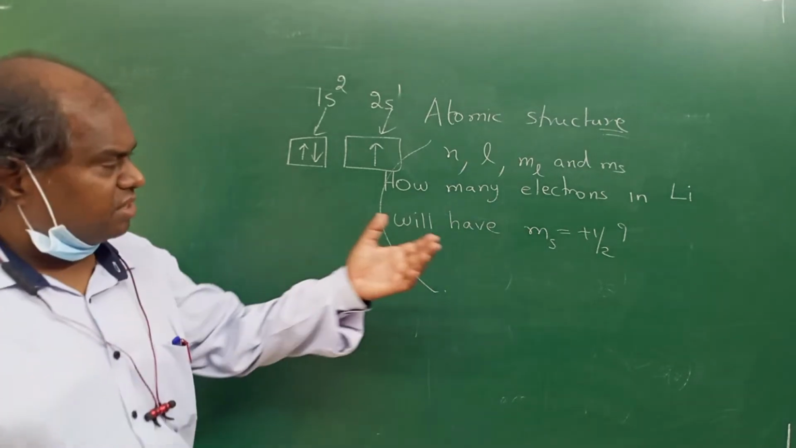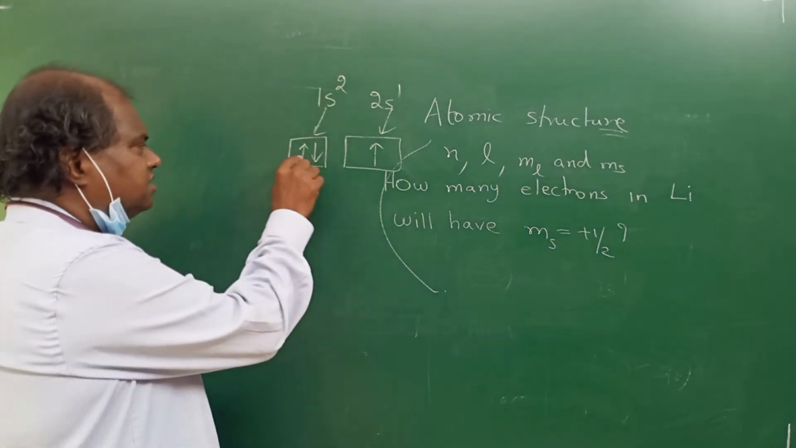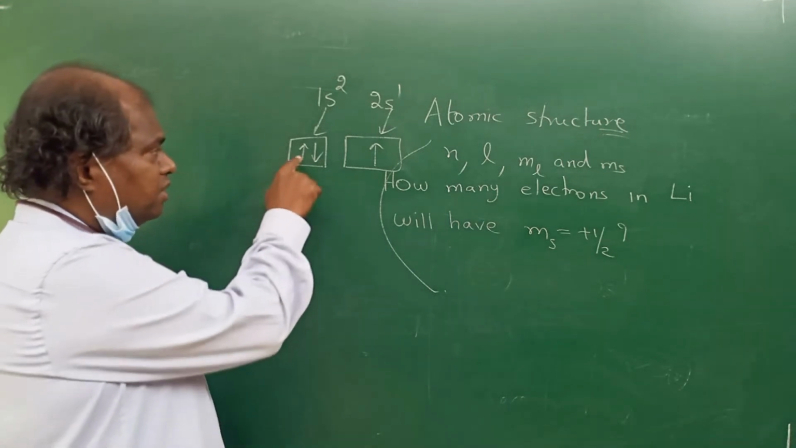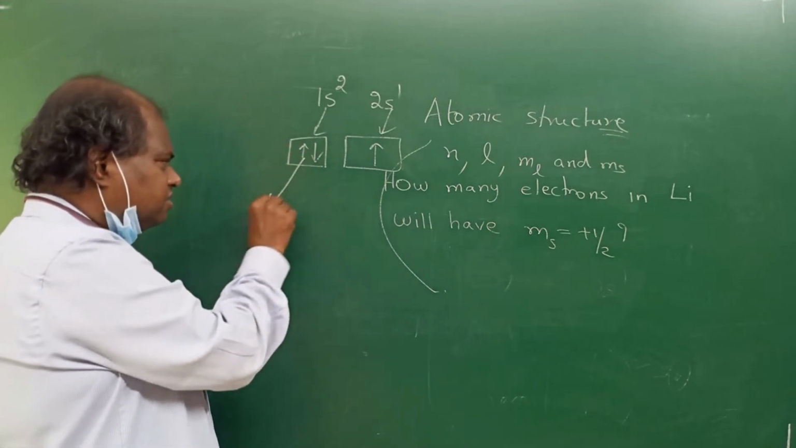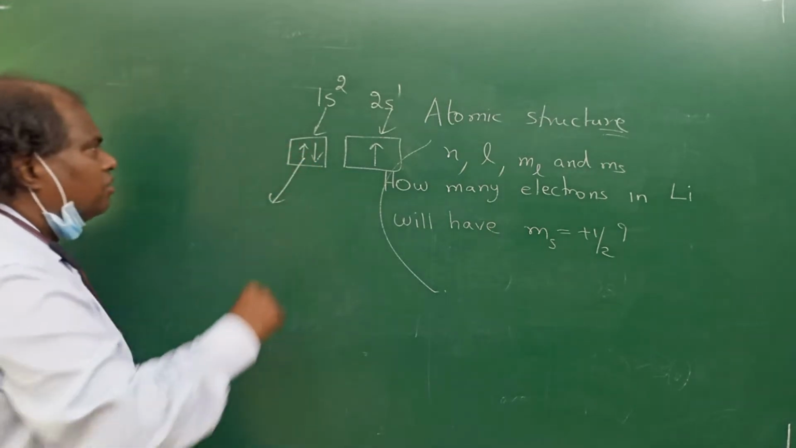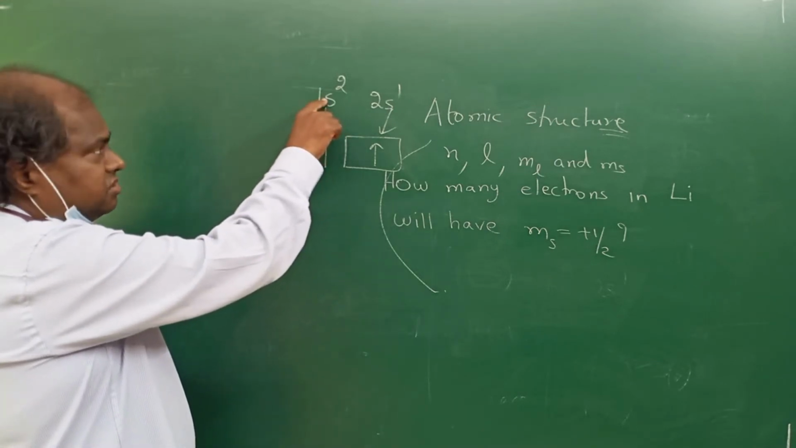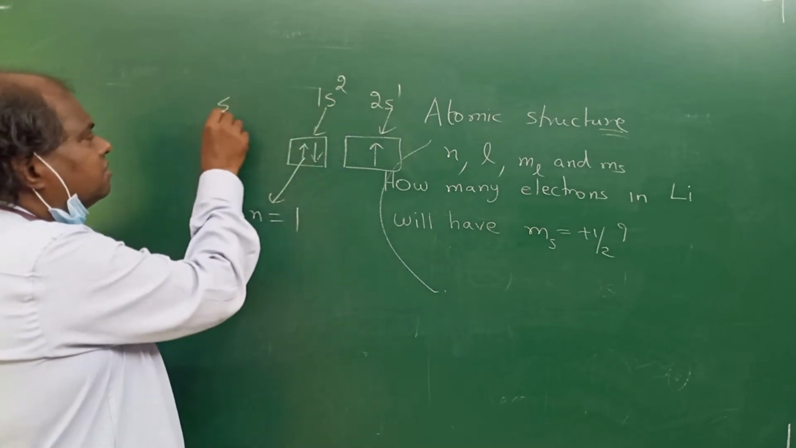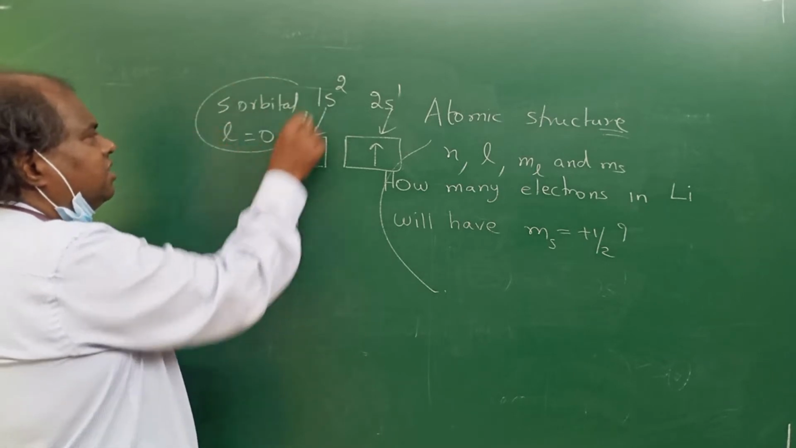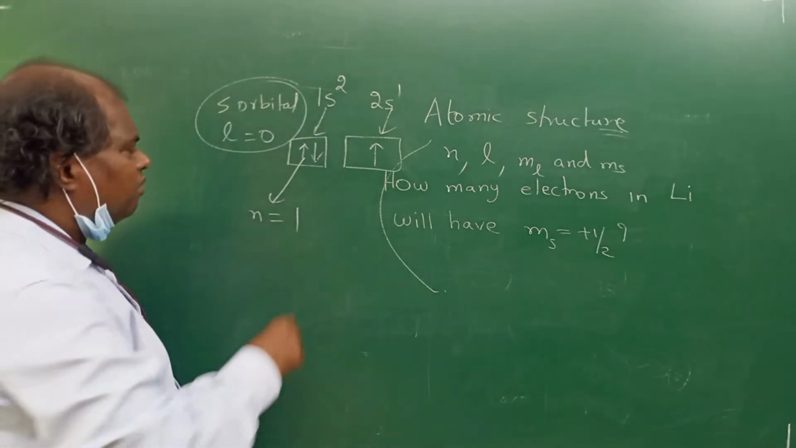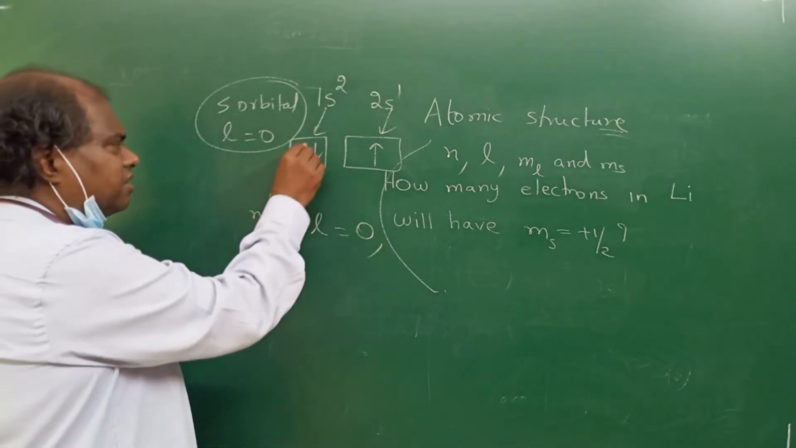Now what you are supposed to do, see, they have asked the quantum number here. So you should write the quantum numbers for these two electrons. Very important, there are two electrons here. Let's take one of the electrons. Now tell me, n is equal to 1, first shell for s orbital. Students, for s orbital, what is the value of l? 0. So n is equal to 1, l is equal to 0.